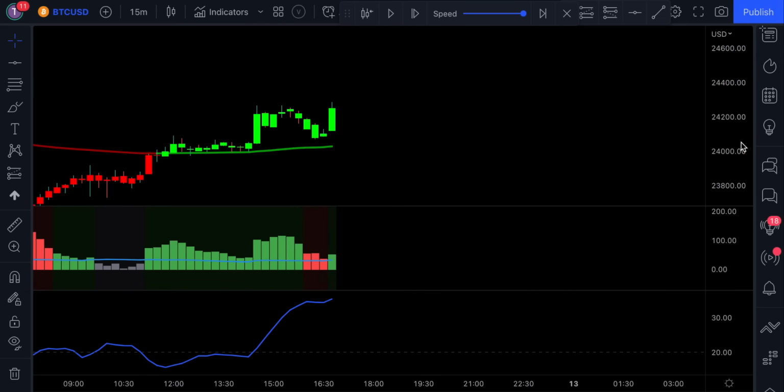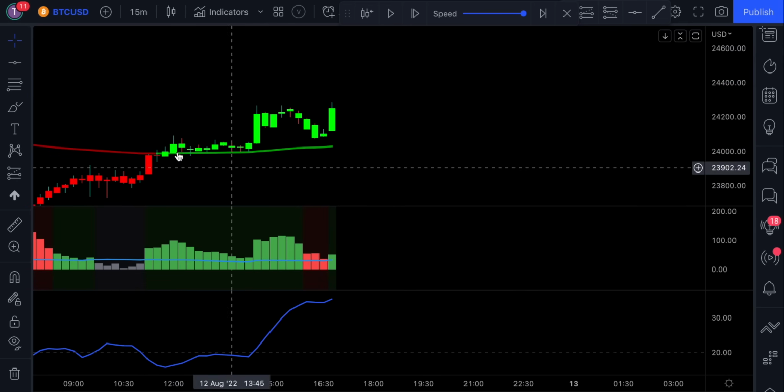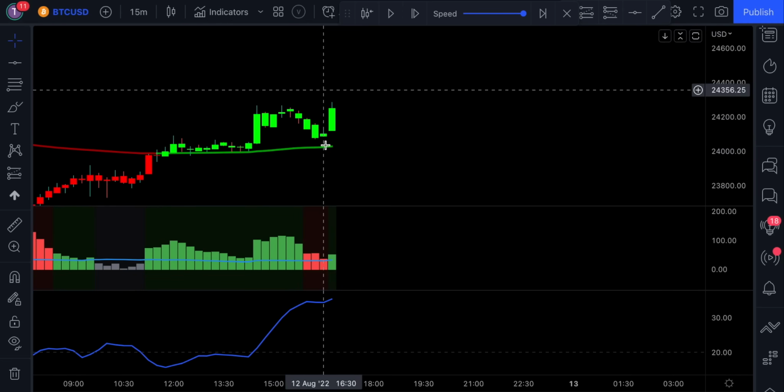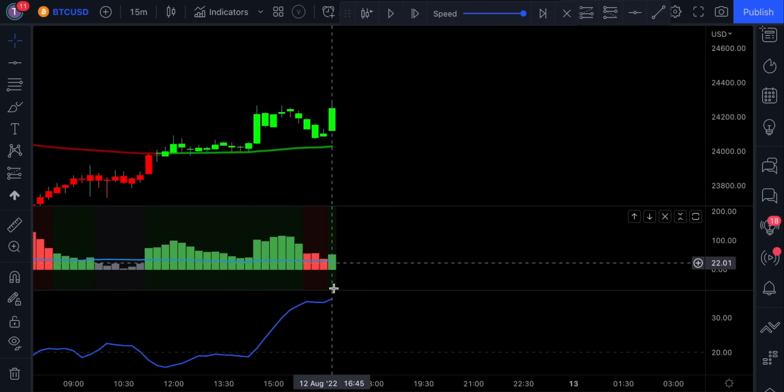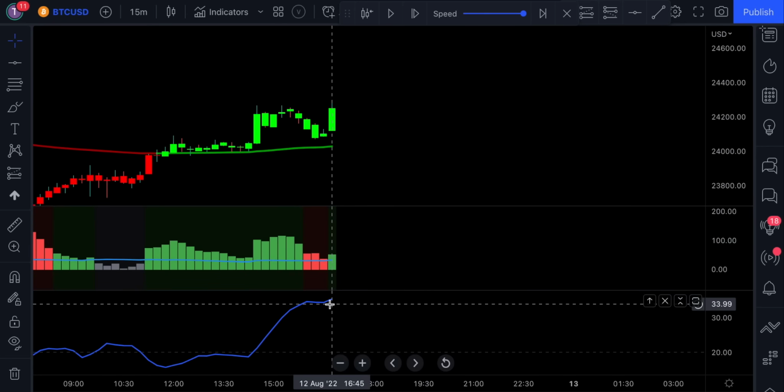Okay, let me give you another example. So here we see the price action broke above the moving average and the bars became green. The Braid Filter issued a new long signal. The ADX line is above the 20 level and it's pointing upwards.